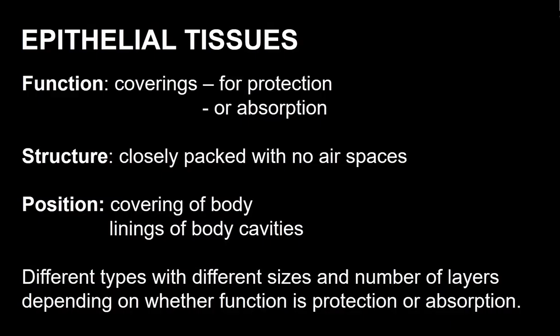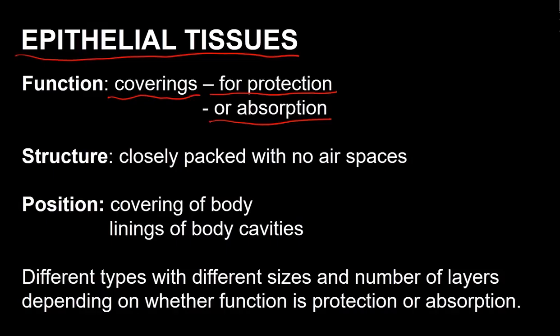First of all, epithelial tissues. This is basically your skin. It's a covering of your body, and it's for protection. That is, your skin covers your body, prevents your blood from leaking out of your body, and importantly, stops other substances from invading your body. If it's a covering of an organ inside your body, it's usually for absorption, for example, the lungs, the intestine.